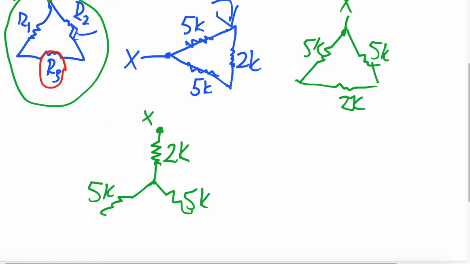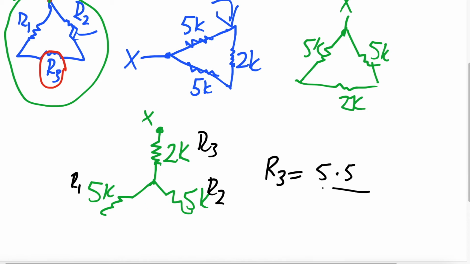So let's go ahead and do that. So what about the 2K resistor? Let's label this R3, R1, and R2, right? Let's start with R3 actually. R3 is equal to, we know that 5 times 5, right? So we have 5 times 5 divided by 5 plus 2, right? Because that's our equation. We get R1 times R2 on the top, so 5 times 5, divided by R1 plus R2 plus R3. So essentially we get 5 plus 5 plus 2 on the bottom.